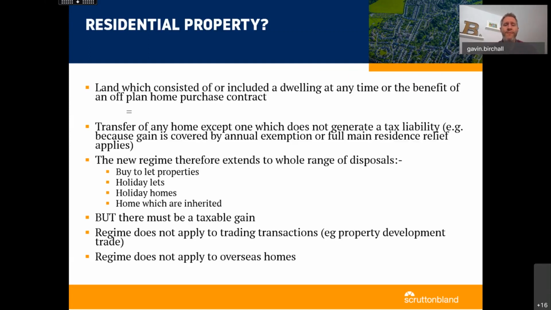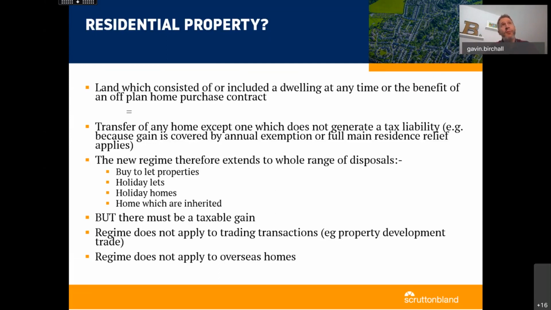Now, the new regime, as you will have gathered, will extend to a wide range of disposals, whether that be buy-to-let properties, holiday lets, holiday homes, or homes which are inherited. And it's not just sales of properties. So if you had a family gift which generated a capital gain, then that would also need to be reported as if it was a sale.